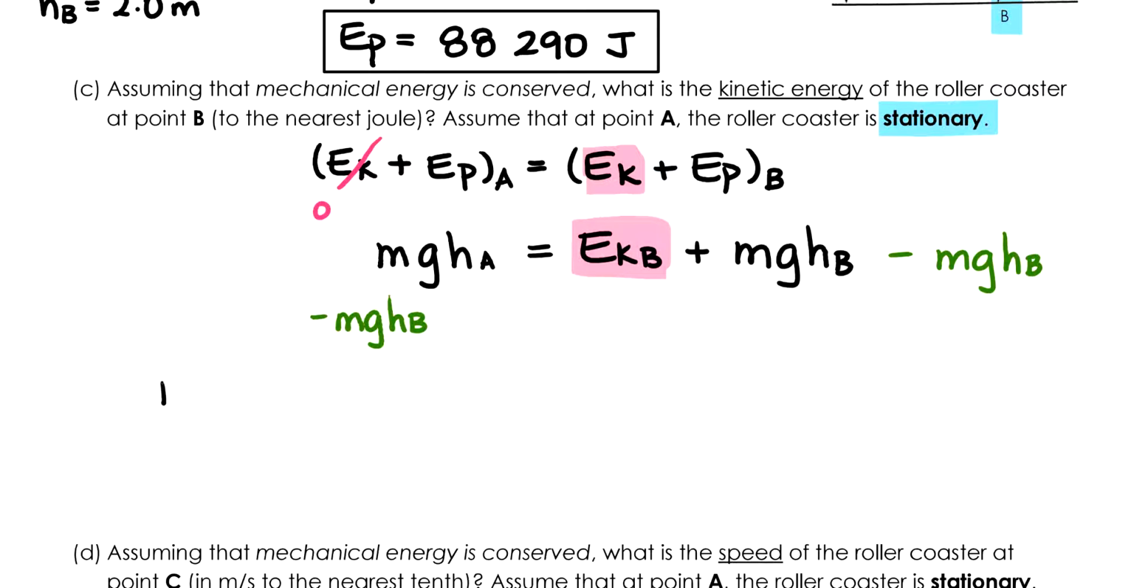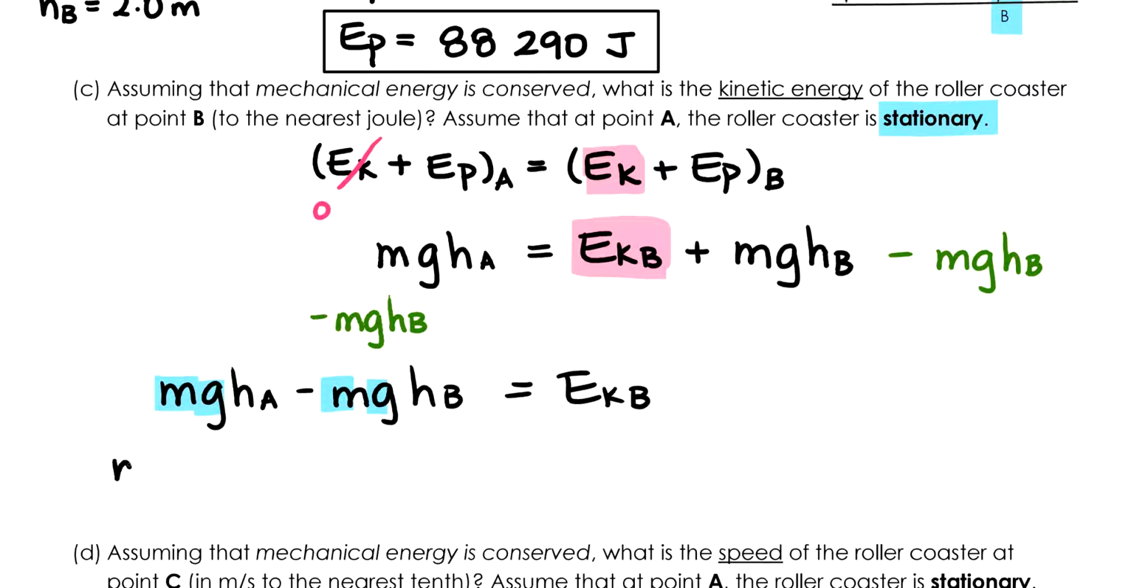Now we have mgha minus mghb equals EKB. There's one more optional step you can do before you substitute known values, and that is recognizing that each of these terms contains m and g. So this can be factored out to the front of the expression. It's not going to change your answer, but it does result in a little bit less writing when you put your numbers in.